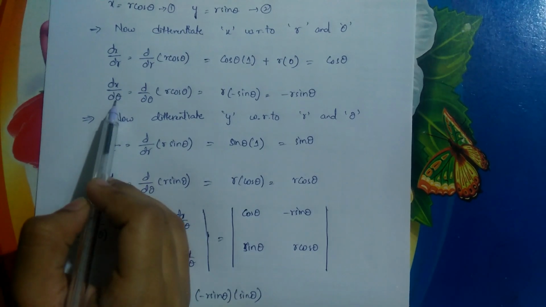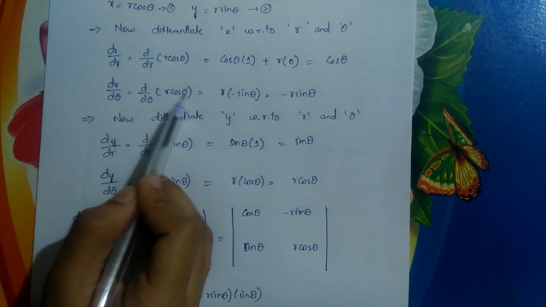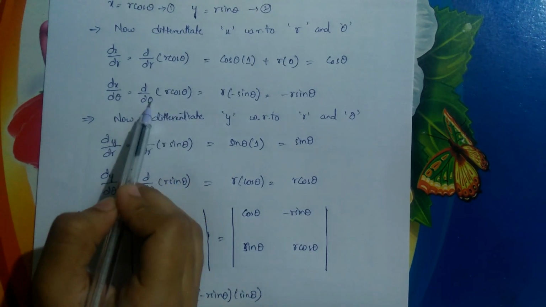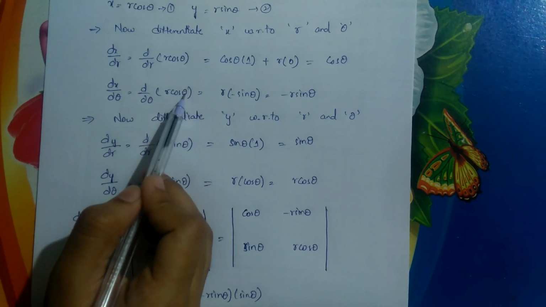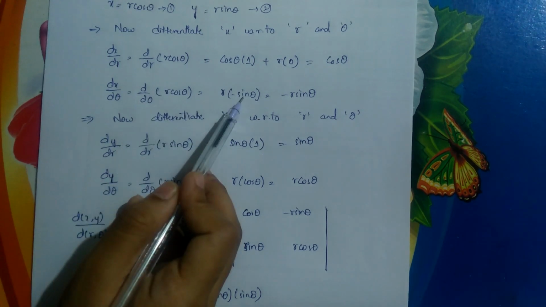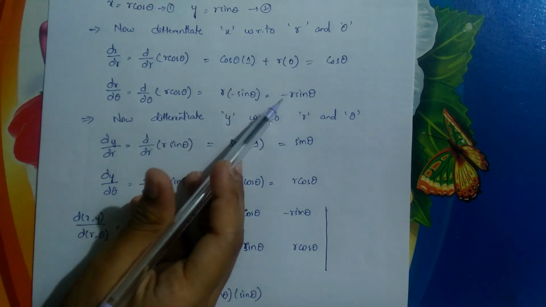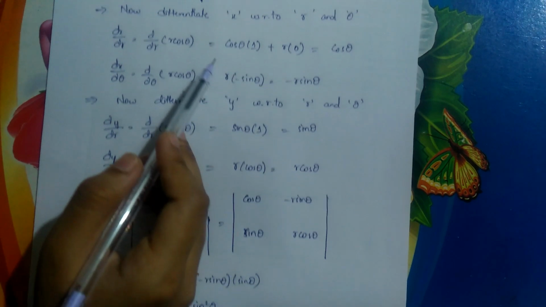Then ∂x/∂θ equals ∂/∂θ of r cos theta. For r cos theta with respect to theta, r is treated as a constant, and the derivative of cos theta with respect to theta is minus sin theta. So r into minus sin theta equals minus r sin theta.